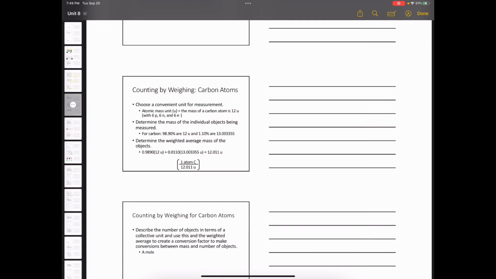For example, if we're talking about carbon, which has an atomic mass of 12, that's because it has 6 protons and 6 neutrons. Granted, it also has 6 electrons, but electrons are not really counted within the mass of the element because, as we said earlier, only the nucleus represents the mass of the atom. So 6 protons and 6 neutrons represent 12 atomic mass units.